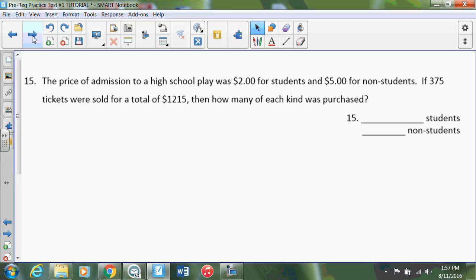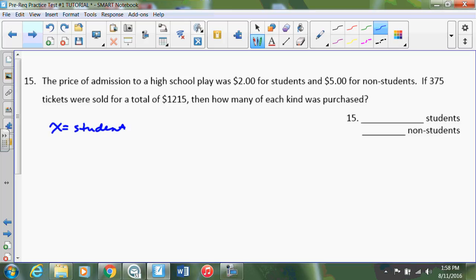When you see a word problem like this that has so many different numbers, you know that you're probably going to have to set up a system of equations. You're going to have to set up not just one, but 2 equations. And the first thing you want to do is decide what stands for what. When I see students, I'm not going to use S for students because S looks like a 5 to me. So I'm going to say for this problem that X represents the students and that Y represents the non-students. So I'm just going to stick with X and Y.